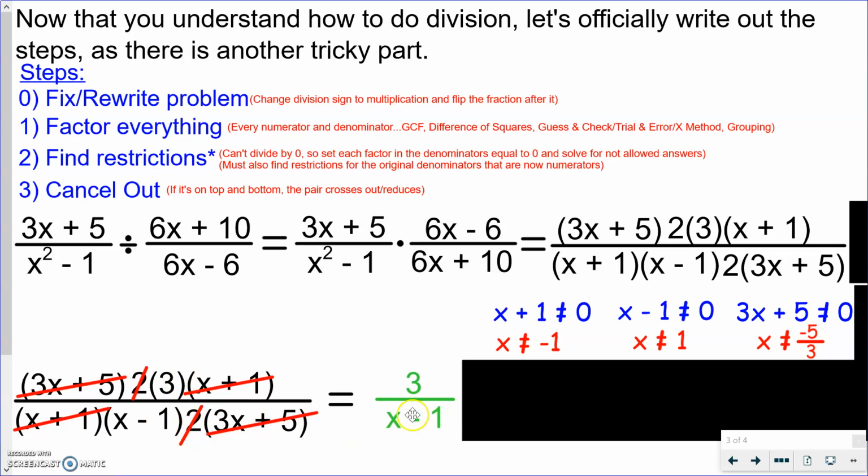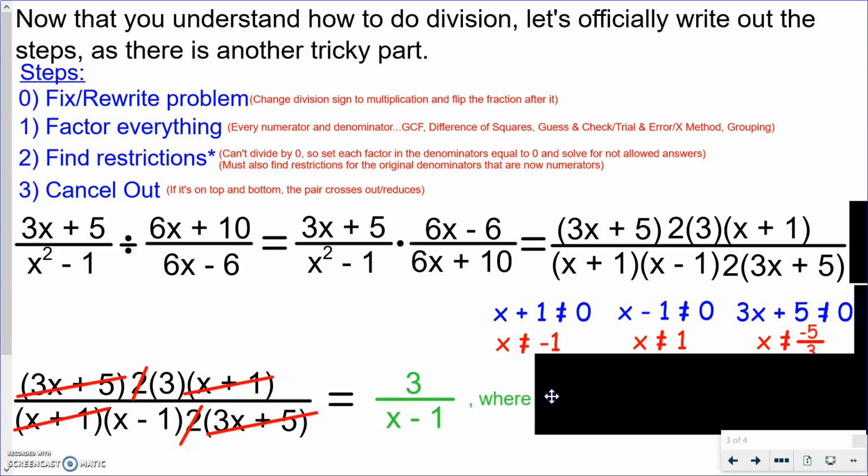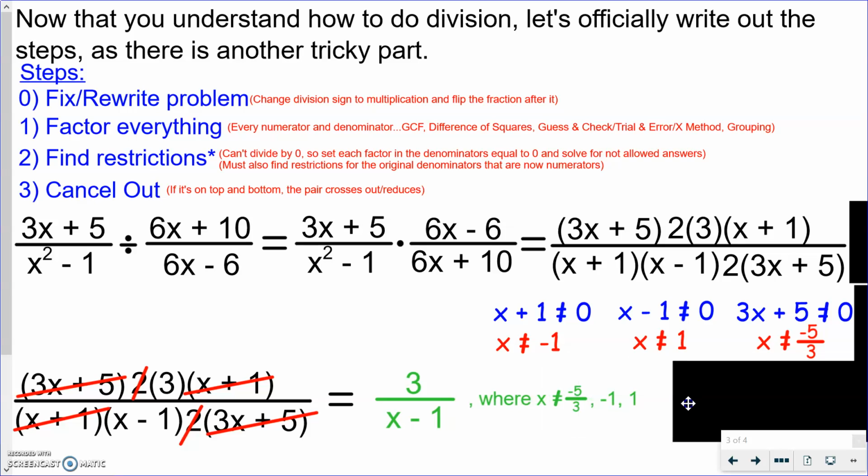There's no other multiplication, so you don't need the parentheses. Then don't forget to write the restrictions next to it. So right there in green is my answer.